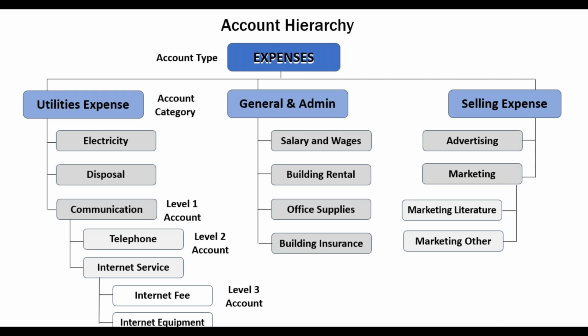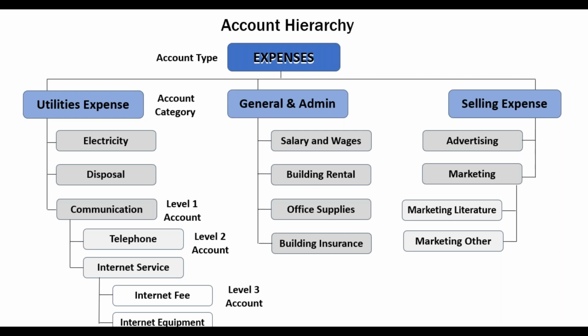Under utilities expense, we have 3 level 1 accounts: electricity, disposal, and communication. But this user wanted a little bit more detail under communication, but didn't want to see that detail all the time. They wanted to be able to summarize that detail into communication, but still be able to maintain a breakdown of all of these different pieces of communication. So under communication, we have 2 level 2 accounts for telephone and internet service. But then additionally, under internet service, we have 2 level 3 accounts for internet fee and internet equipment.